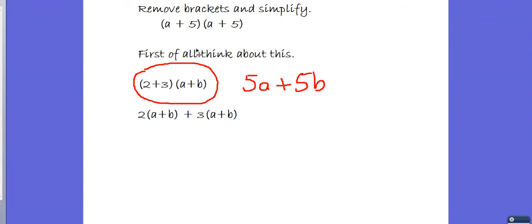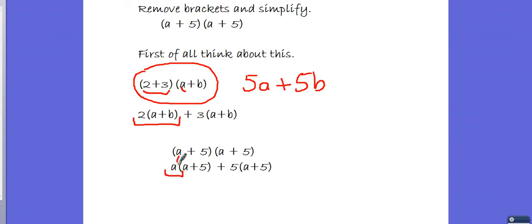So let's go back to this bit up here at the top: A plus 5 times A plus 5. We're going to apply exactly this method to it and see what we get. So applying this method, instead of writing A plus 5 times A plus 5, we're going to break it up into 2 pieces. Instead of saying 2 plus 3 times A plus B, we said 2 times A plus B. So instead of saying A plus 5 times A plus 5, we're going to say this A here, times the A plus 5, that's this A plus 5 here.